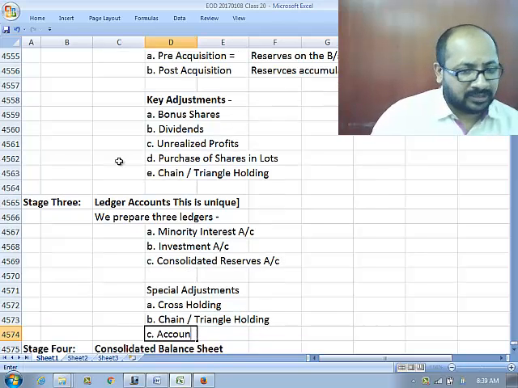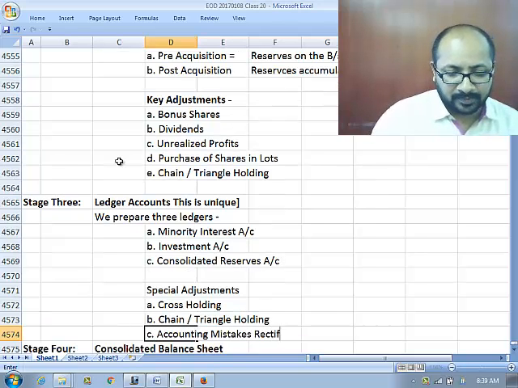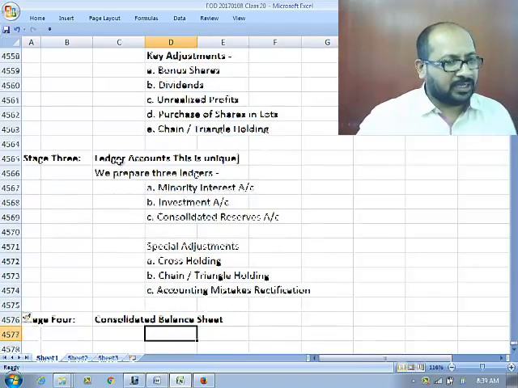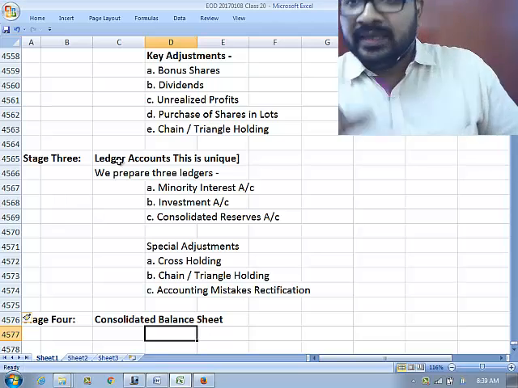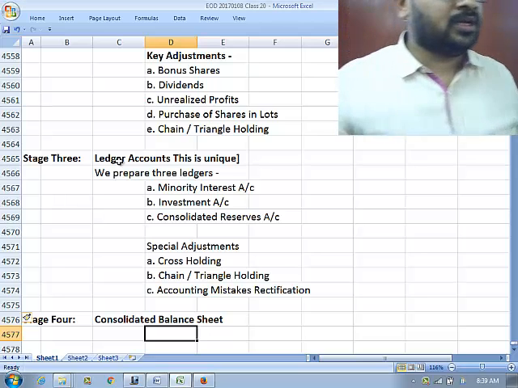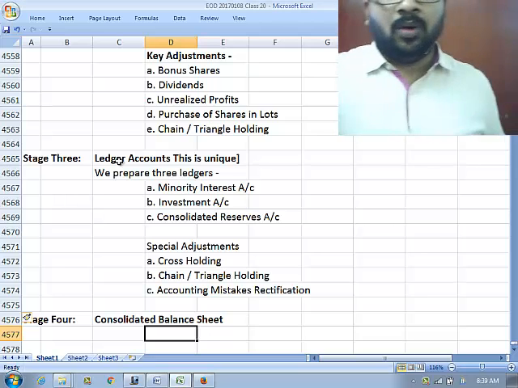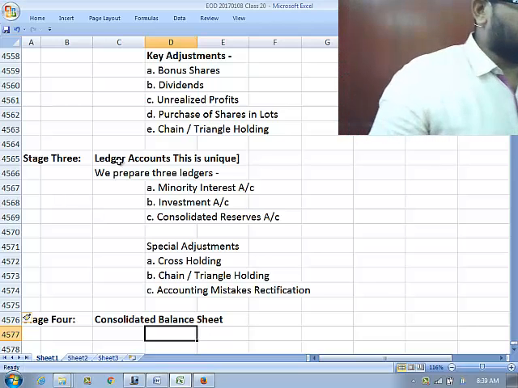And all your accounting mistakes, rectification. We'll be seeing that one. Consolidated balance sheet, only balance sheet. Straight 1 by 1 addition. This is the rough line of activities. Whatever I'm listing out as adjustments is the one that you should focus on.